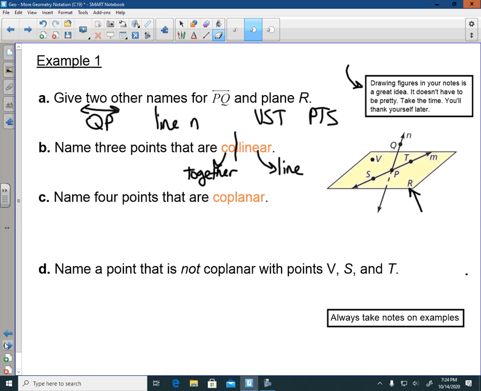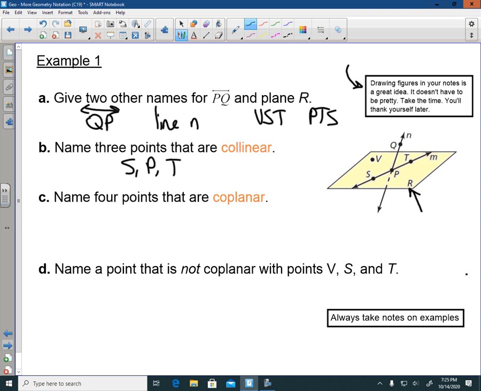And so what you're going to do is name 3 points that are on the same line. That's what collinear means. 3 points on the same line. Well, I'm noticing that S, P, and T are 3 points on the same line, and so I'm going to list them, S, P, and T.